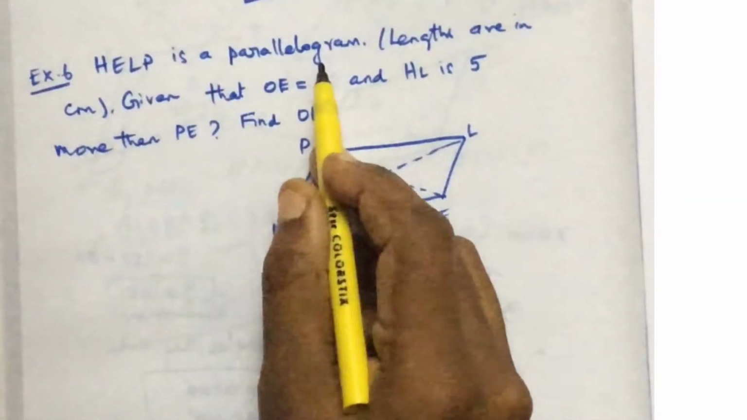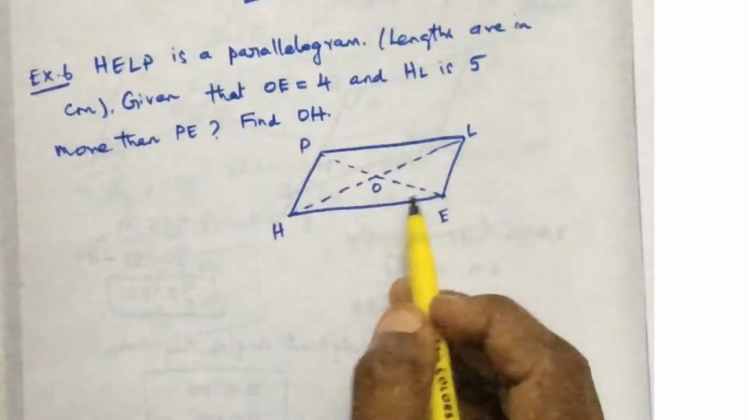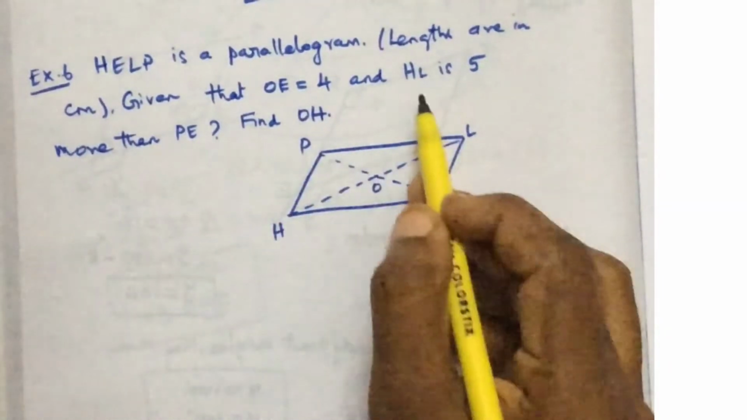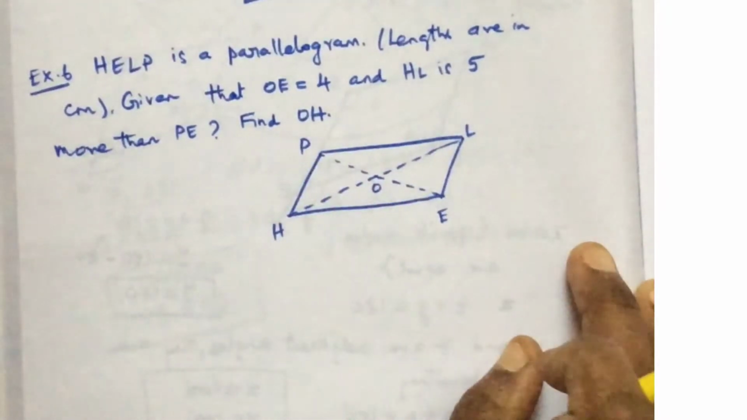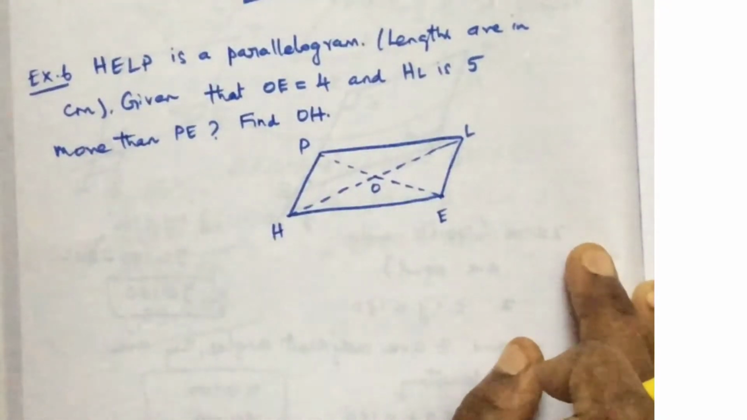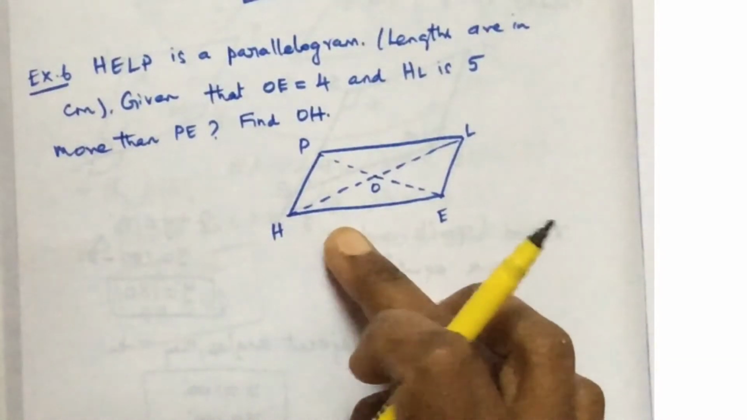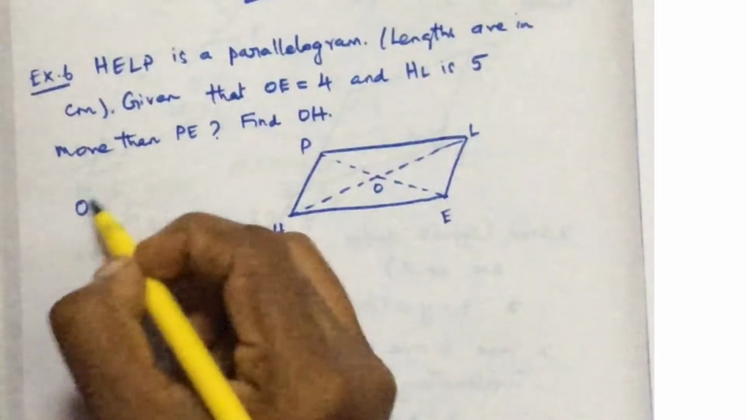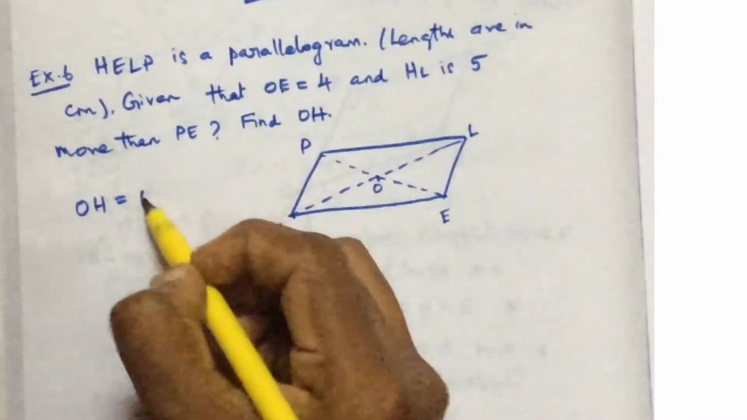HELP is a parallelogram, lengths are in centimeters. Given that OE is 4 and HL is 5 more than PE, find OH. Now the property you are going to use here is that the diagonals bisect each other, which means OH is equal to OL.